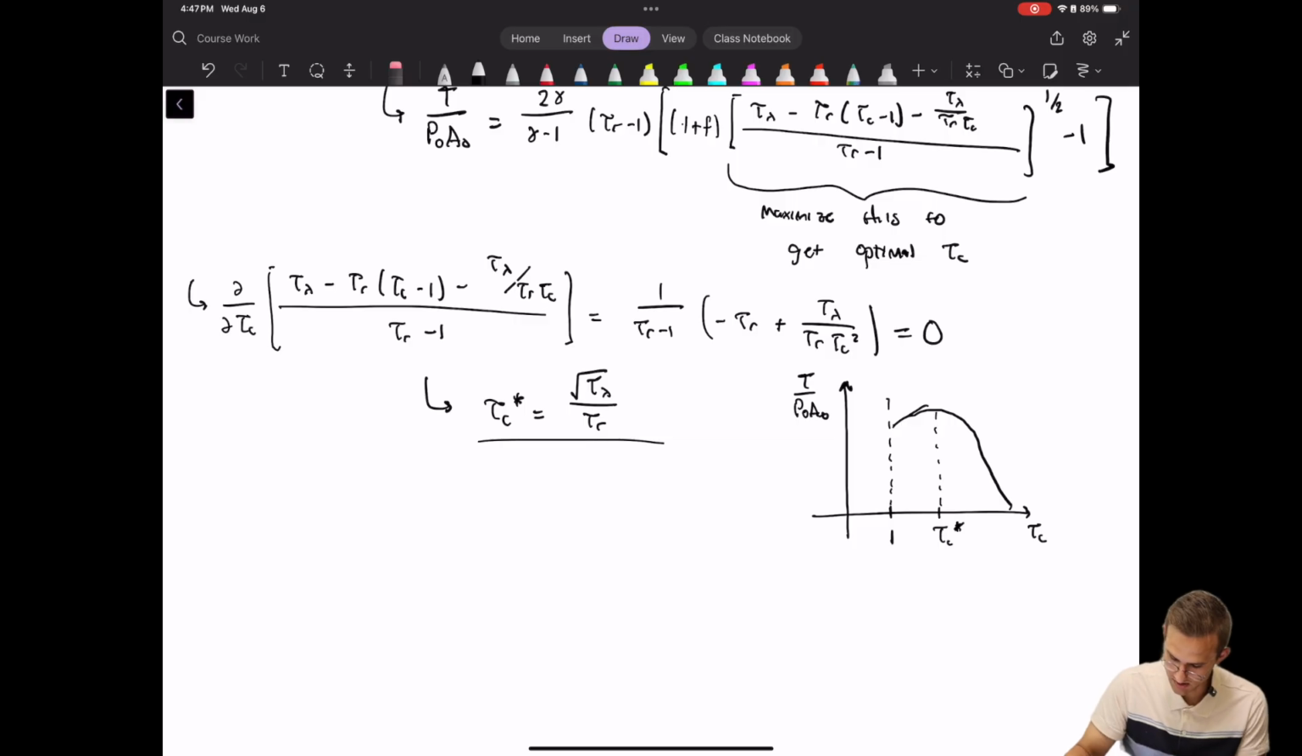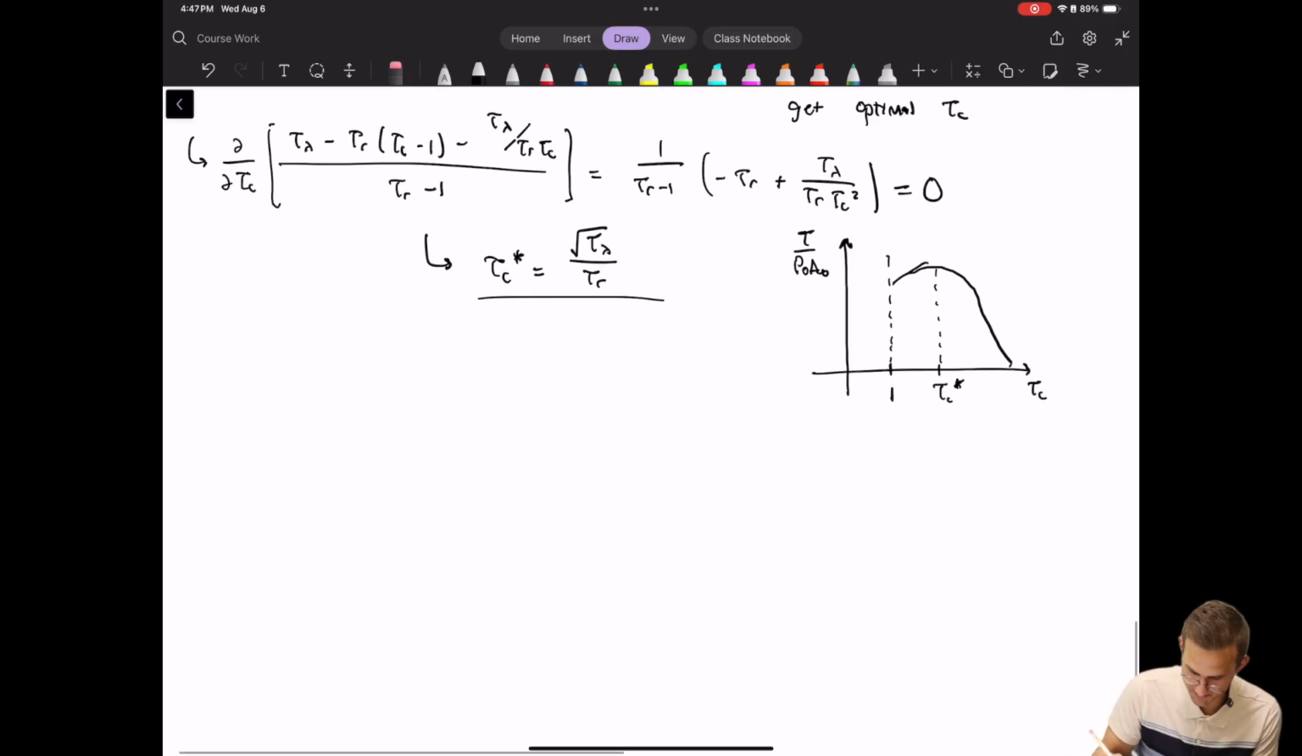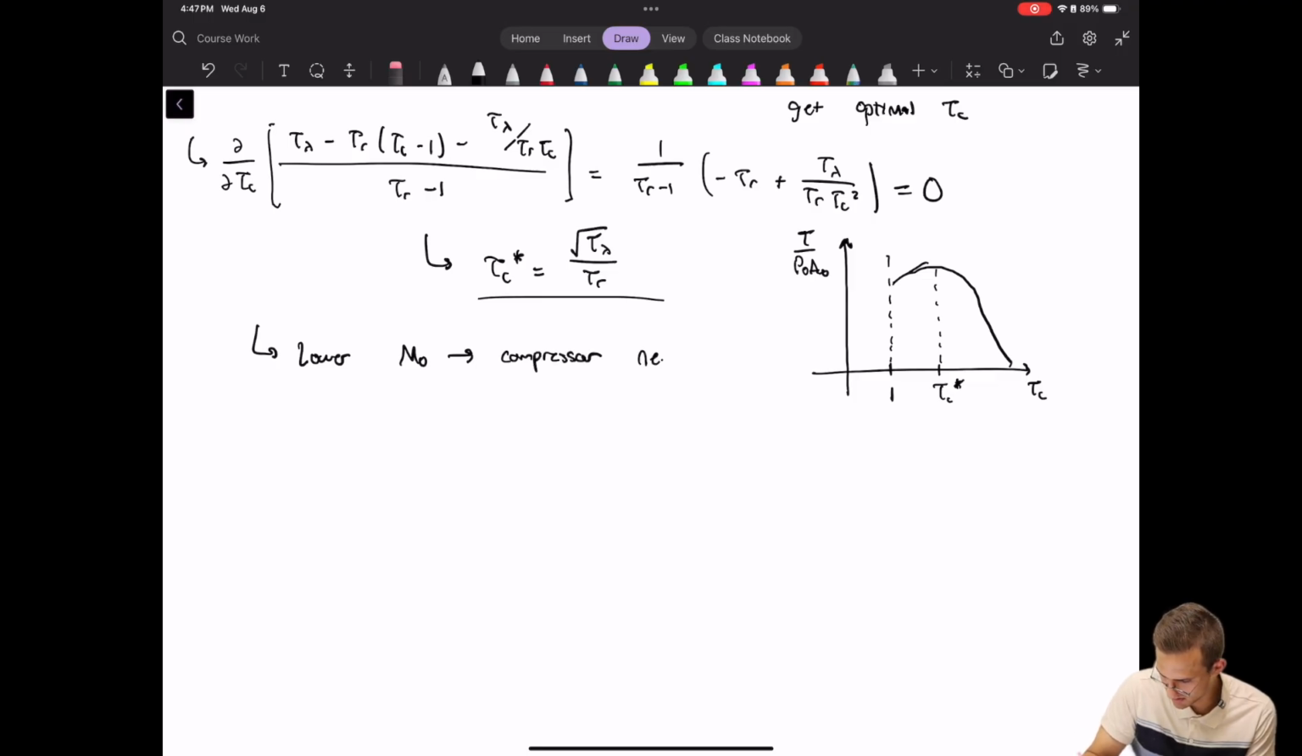Okay, so let's just write down a couple of those thoughts. Lower M naught means compressor needs to work harder. Nice. And then tau R approaches the square root of tau lambda: just use a ramjet. Compressor is not doing anything.